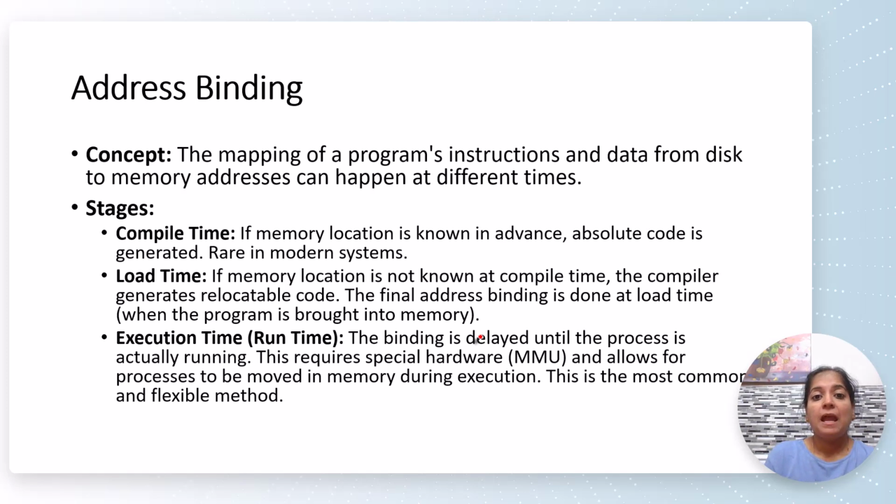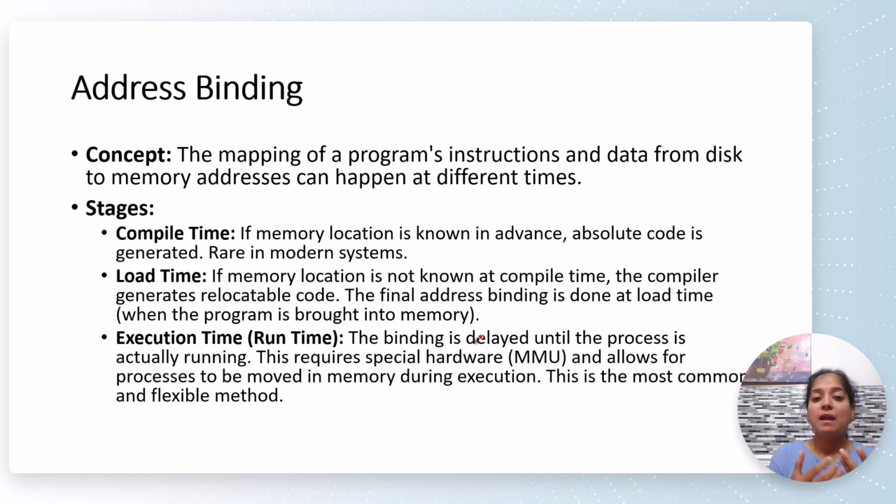Address binding. Whenever we execute a program, we map the program's instructions and data from disk, because my program data and instructions are stored on the disk storage, to memory. We need to load them into the memory, which is RAM. This transfer can happen at different times. We can do it at compile time, load time, or runtime.